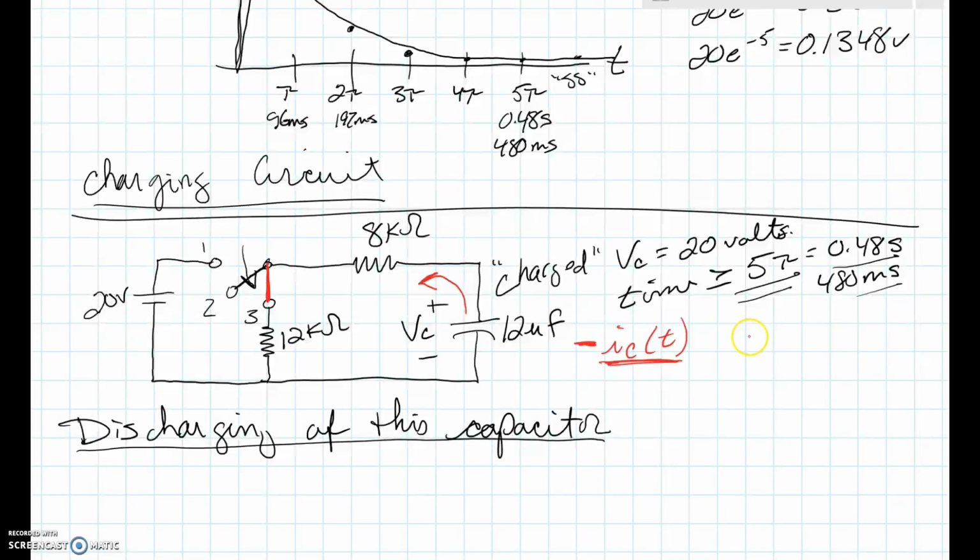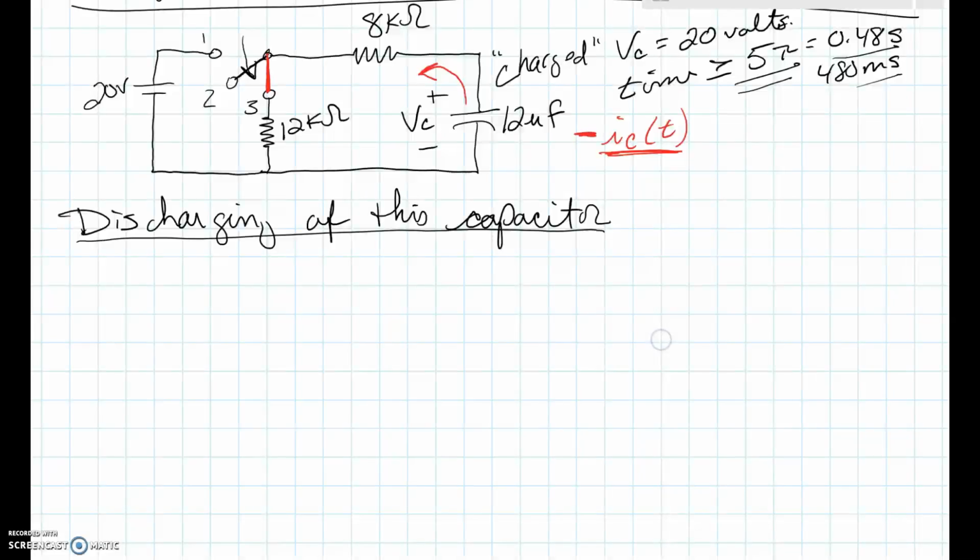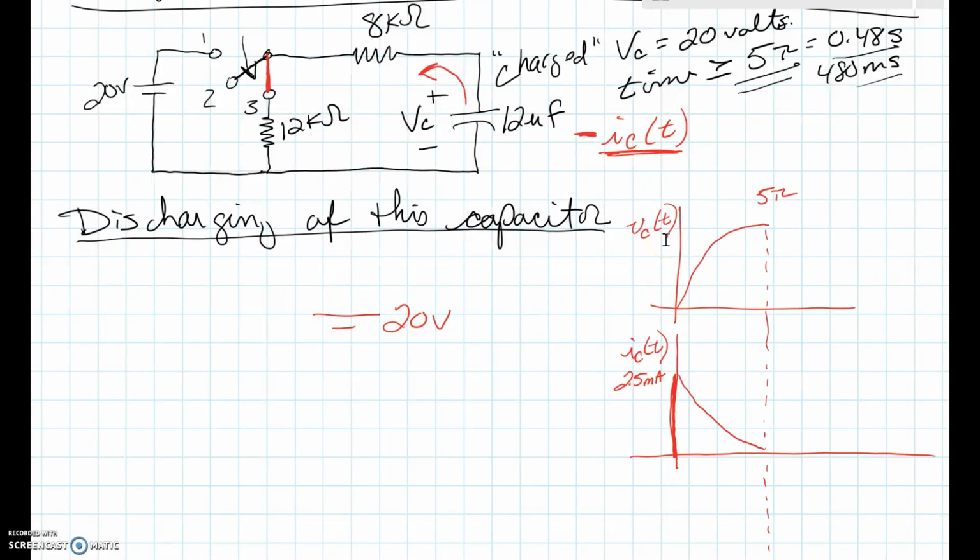So another way to look at this is, let's just take a look as if that capacitor was a battery. And so at the moment I change the position of that switch from position 2 to position 3, let's stop time at that moment in time, and we end up with what to me looks like a 20 volt circuit with a 20 volt supply. Let me put our switch in there.